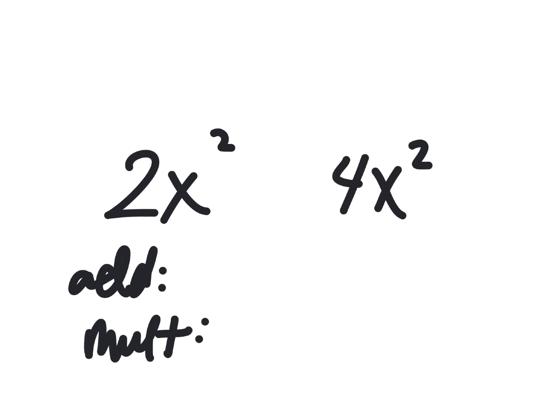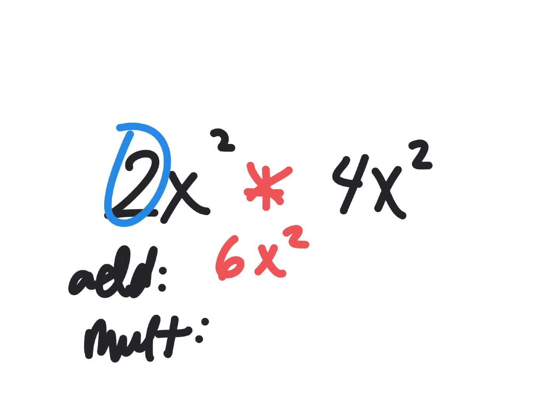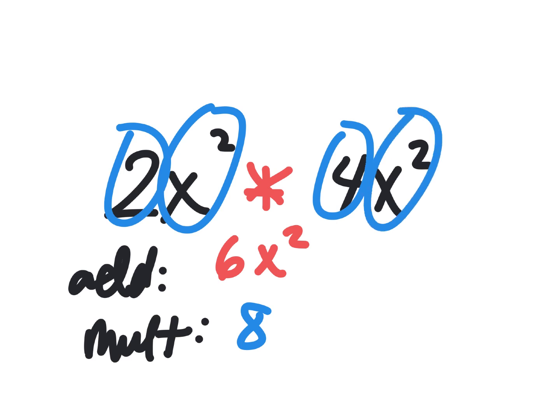Okay, so if you added them, if it was adding, then it's as simple as 6x squared. The end. If you were multiplying, I'm going to make this into a star, then the number goes with the number. 4 times 2, 8. And then x squared times x squared is x to the 4th. How many of you had that right? Raise your hand if you did. Okay, that's most of you. Good. Okay. All right, now I think we're officially ready.